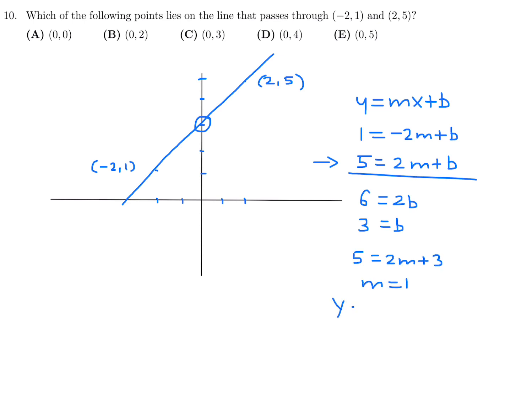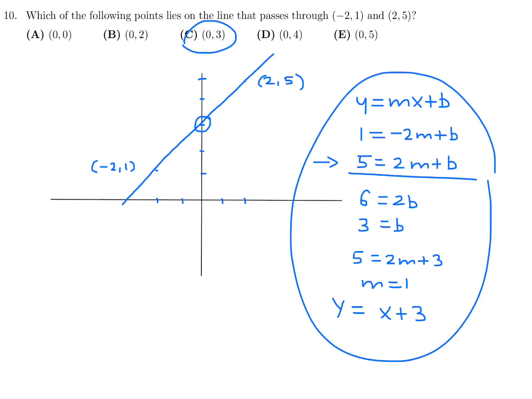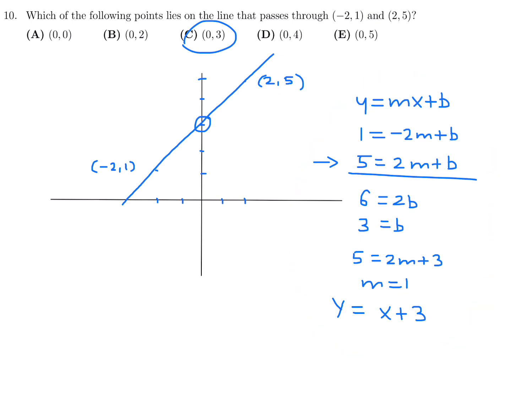So very quickly, we were able to get the equation. It's y equals x plus 3. And this point 0, 3 does indeed satisfy that equation. When x is 0, y is, of course, 3. So either way, this is, of course, the better way. But even this way, when you drew the graph, you'll be able to get the answer. Number 10, therefore, is C.